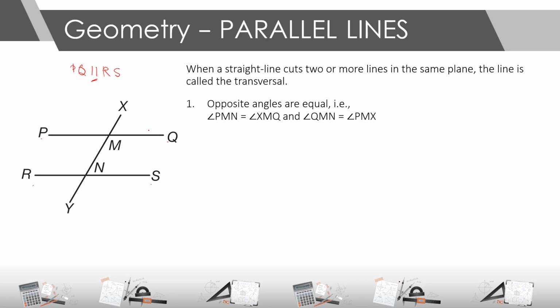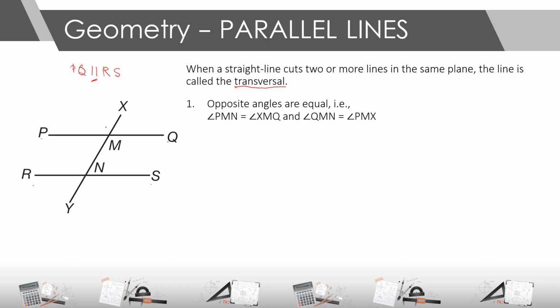Now when we have two or more parallel lines and there is some other line which is intersecting all these parallel lines, this intersecting line is called a transversal. So any line which is cutting two or more parallel lines in a plane is called a transversal. And when we have a transversal, the transversal creates some special conditions, some special properties.